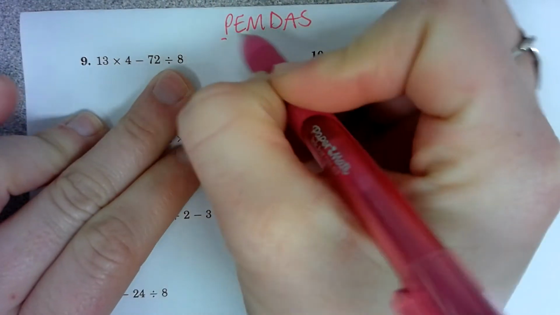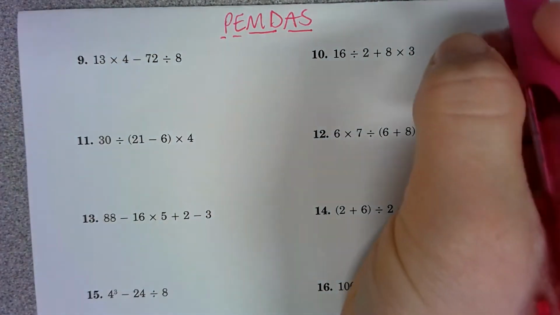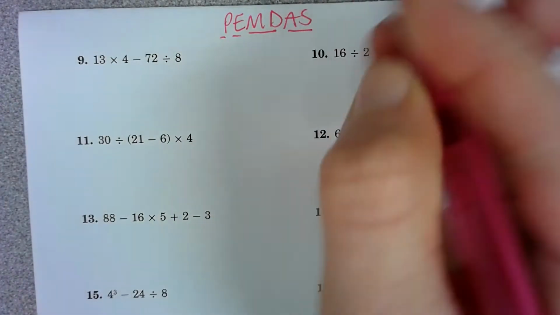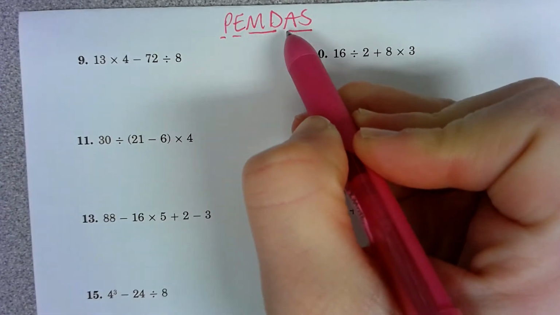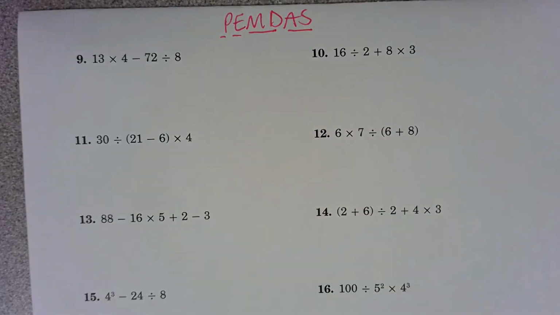P-E-M-D-A-S. Parentheses, exponents, multiply, divide, add, subtract. And remember, it's left to right. It doesn't always have to be multiply and add first. It could be divide and multiply, subtract and add. It would still be the same thing.